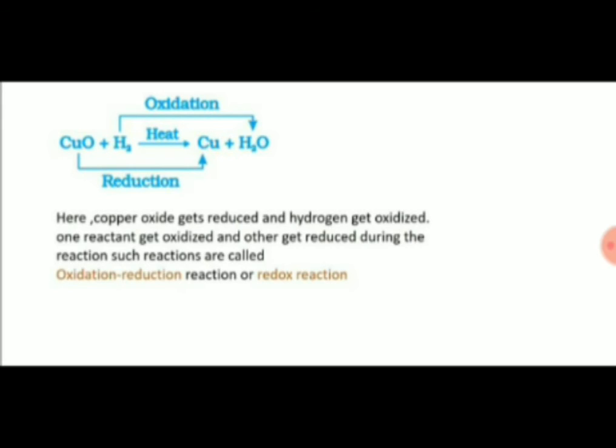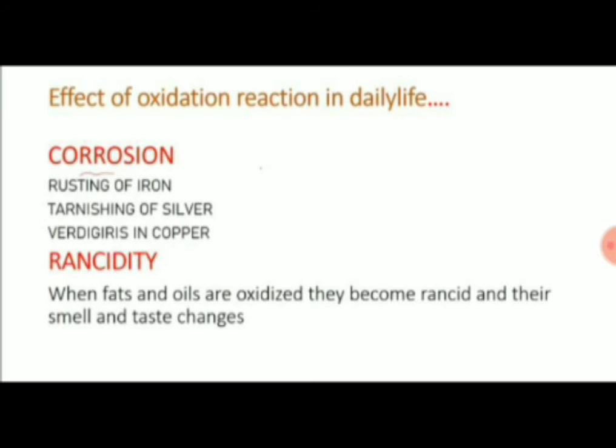This is all about the types of chemical reactions. And there is a perverse effect of oxidation in our daily life: corrosion. Corrosion is a bad effect. When a metal is attacked by a substance around it, such as moisture, acid, etc., it is said to corrode, and this process is called corrosion. The black coating on silver and the green coating on copper are examples of corrosion.